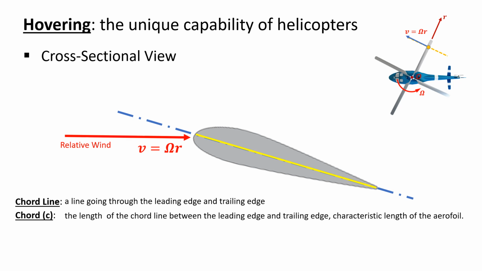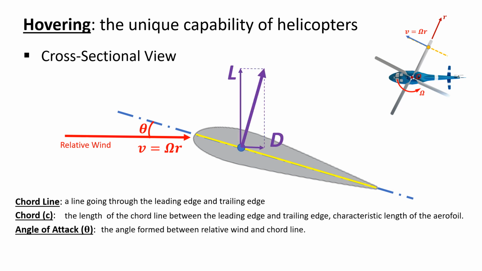Then we have the relative wind with a magnitude of omega times r, which has the same magnitude as the rotational speed of the blade. Okay, now we can notice there is an angle formed between the relative wind and the chord line. That's actually the angle of attack. And because of the angle of attack, there is a pressure force acting on the airfoil, and this pressure force can be decomposed to lift and drag.